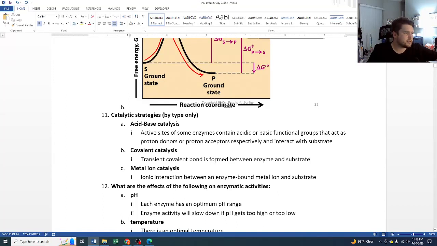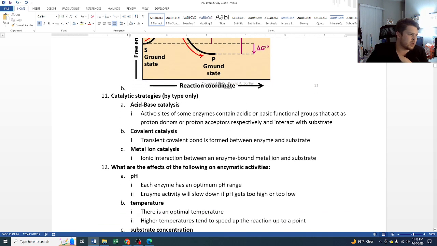Catalytic strategies, acid-base catalysis. Active sites of some enzymes contain acidic or basic functional groups that act as proton donors or proton acceptors respectively and interact with the substrate. You can have covalent catalysts or metal ion catalysis as well.